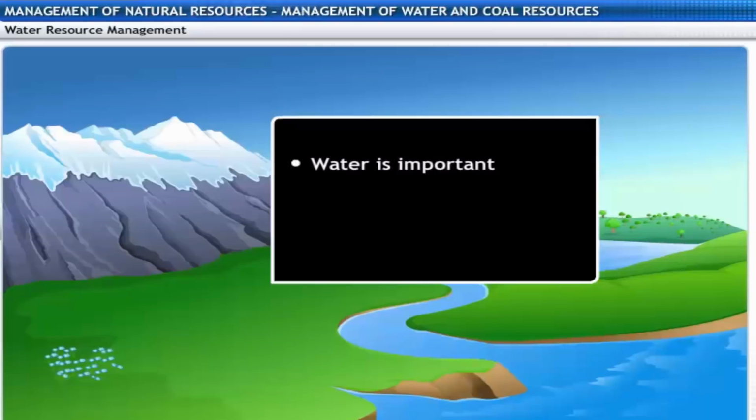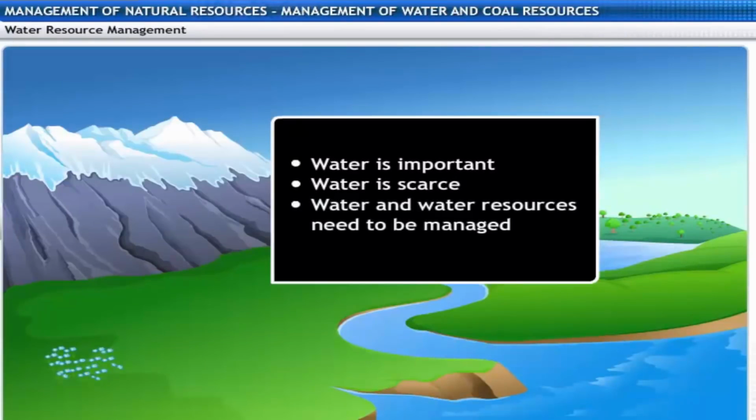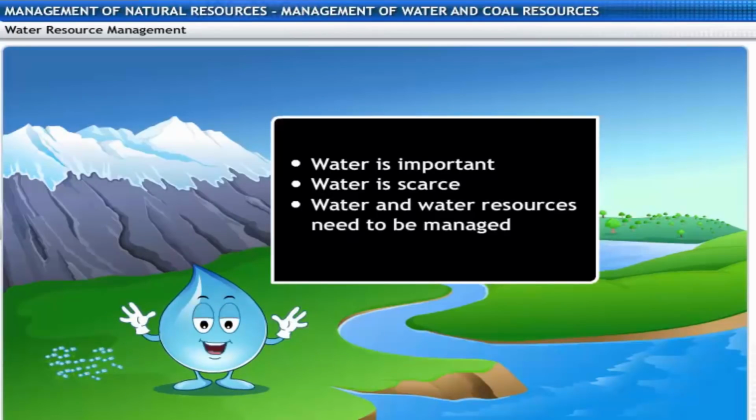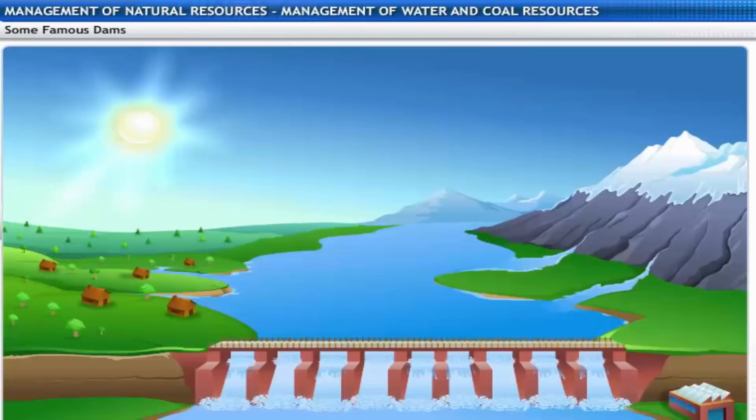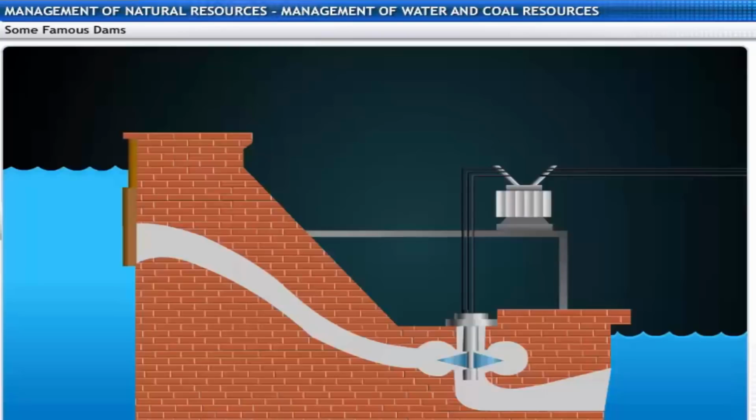Therefore, it is very important to manage our water resources well and preserve it. Let us take a look at some ways in which this is done. One of the common methods of water resource management is to build dams. A dam is a structure used to divide and retain water in a particular area.